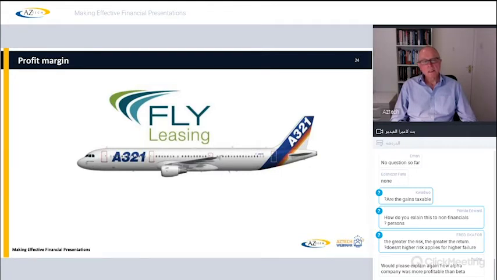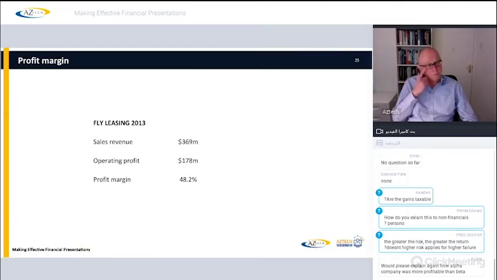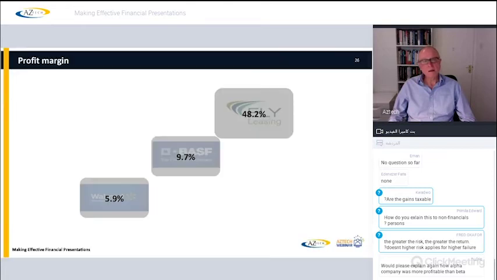What do you think the profit margin for this kind of operation would be? It was 5.9% for Walmart, just under 10% for the chemical company. What do you think it would be for an aircraft leasing company? Well, in 2013, their profit margin was just over 48%. They made an operating profit of 178 million on leasing revenues of 369 million. So just over 48%. So quite a considerable difference. The supermarket company has a profit margin of 5.9%, the chemical company 9.7%, and the aircraft leasing company has a massive profit margin of 48.2%.